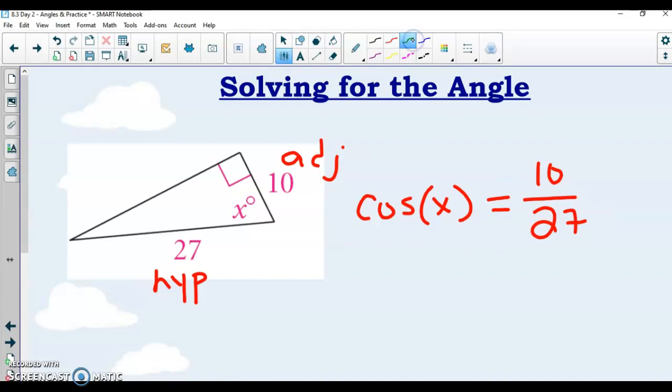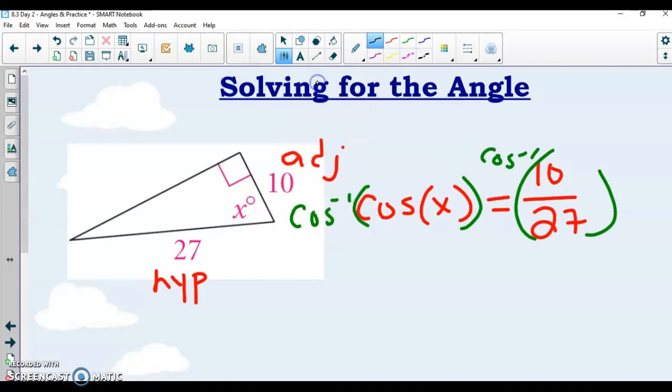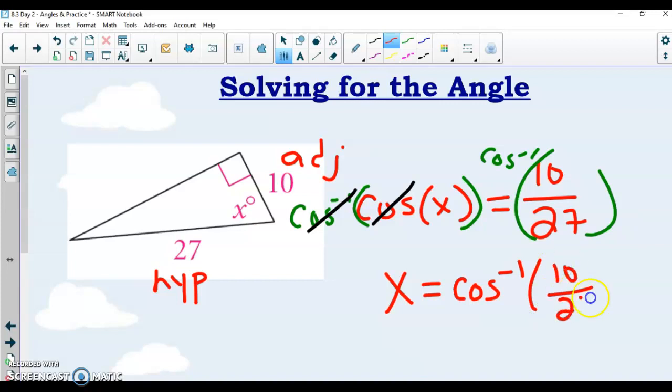So here, to undo our cosine, we're going to take the inverse cosine of both sides of our equation. So I'm going to take the inverse cosine of the left-hand side and the inverse cosine of the right-hand side. Then the inverse cosine cancels out the cosine. So those cancel out to leave us with just x. Now x is the inverse cosine of 10 over 27.